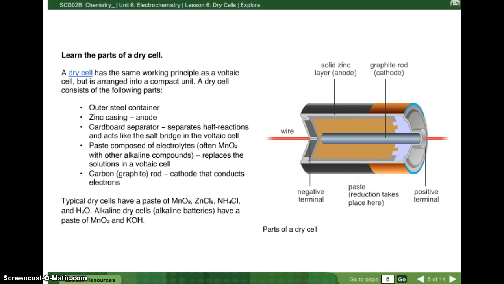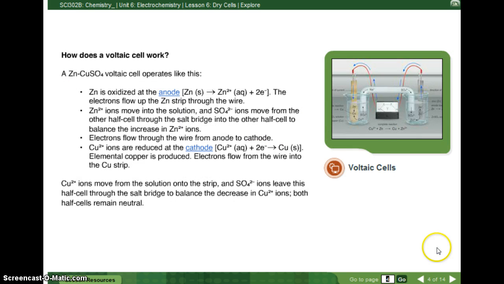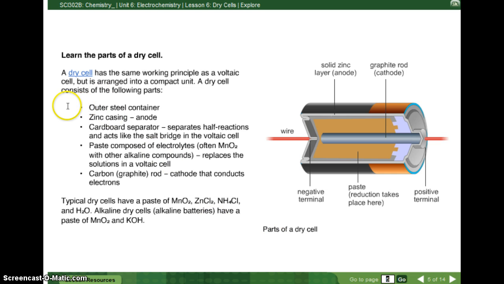Okay, now let's talk about a dry cell. So, voltaic cell, dry cell. A dry cell has the same working principle as a voltaic cell, but is arranged in a compact unit. A dry cell consists of the following parts: an outer steel casing, a zinc casing, which is the anode, cardboard separator. Now this piece of cardboard separates the half reaction and acts like the salt bridge of the voltaic cell.